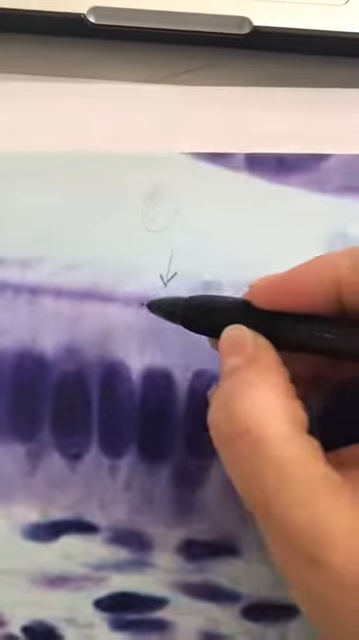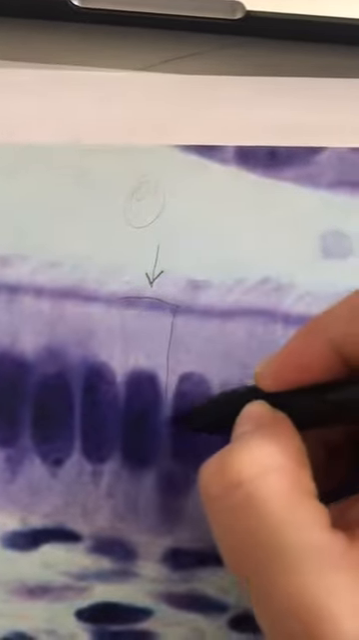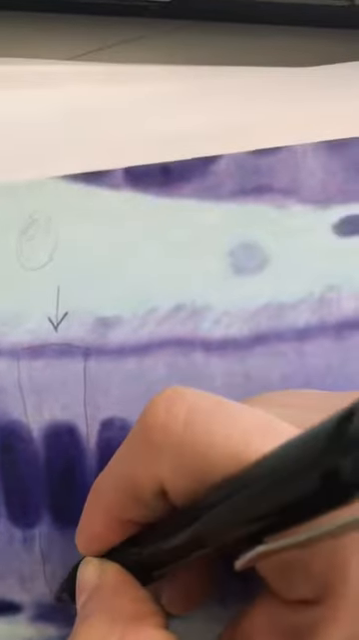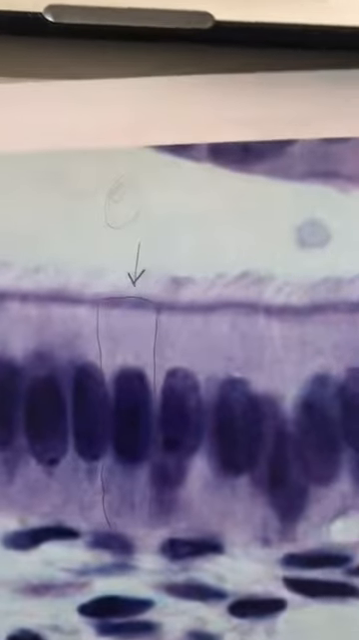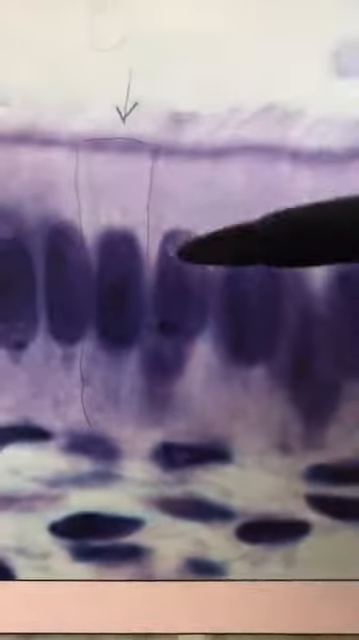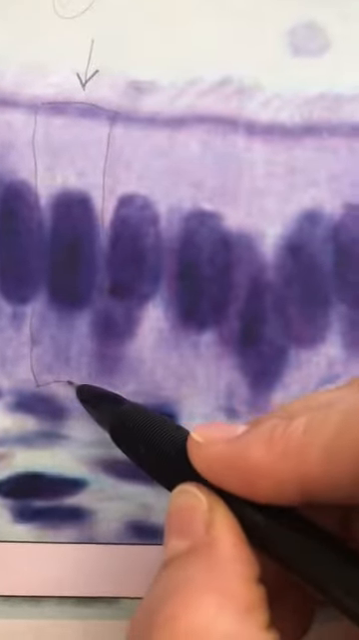So I'm just going to kind of outline it a little bit right here. Then you ask yourself 3 questions. Is it short and wide? Is it flat and smushed, or is it tall and skinny? And depending on the answer to those questions, you'll either come up with a squamous cell, cuboidal cell, or columnar cell. This one is tall and skinny, so this is actually a columnar epithelial cell.